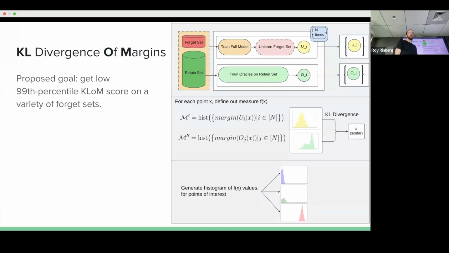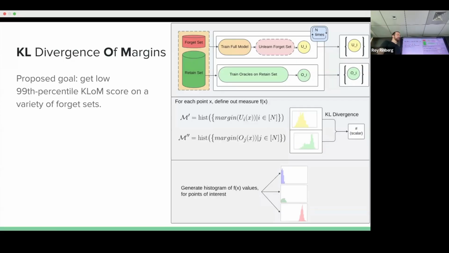Generally we're going to be doing this over the forget set, validation set, and retain set, or at least 100 points from each. The reason for this is your unlearning model might behave very well on one of those, but not on the others. You want them to behave well on the points you're trying to forget, but also the other ones.